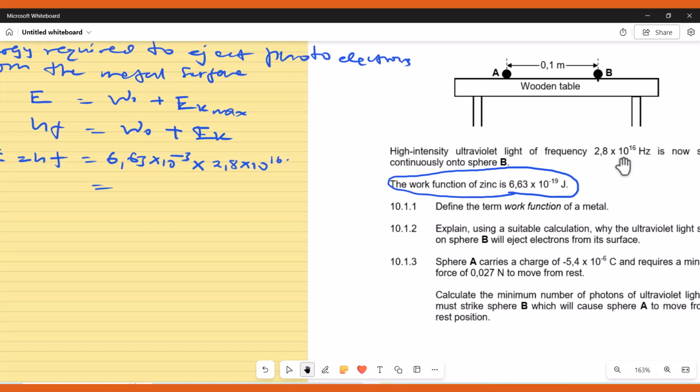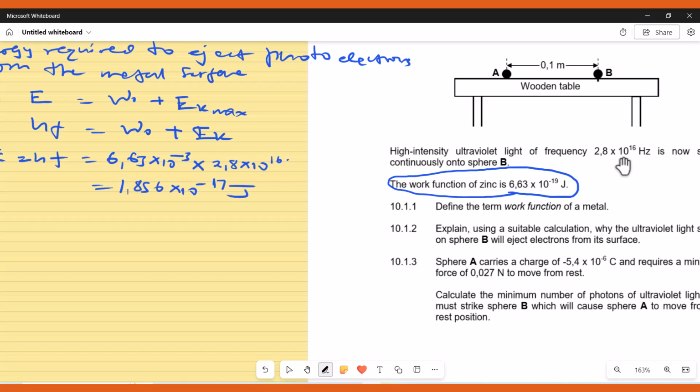Calculators, what do you get? If I check my calculation, if I multiply, I get 1,856 times 10 power negative 17 joules.